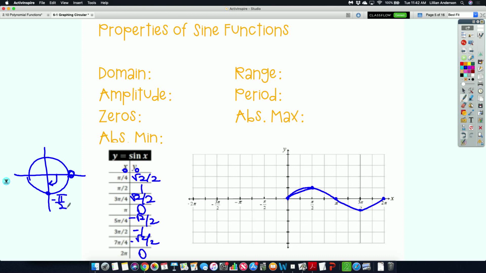And what is the sine at negative pi over 2? It's going to be negative 1. It is the point 0, negative 1. It corresponds to 3 pi over 2 on your unit circle. So then it's that point there.